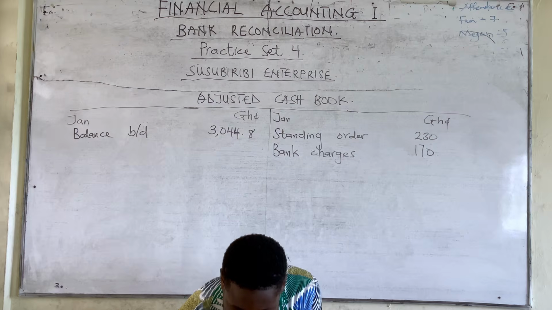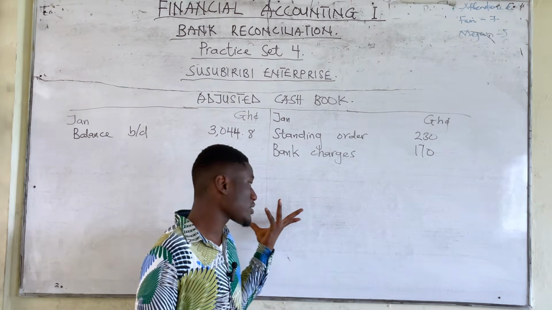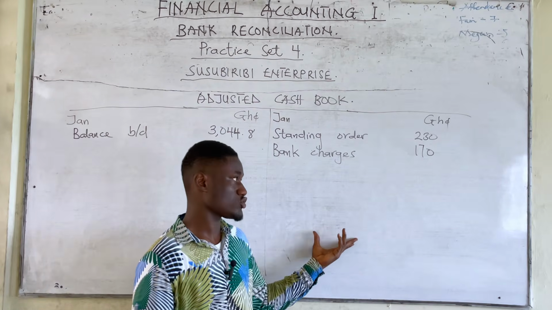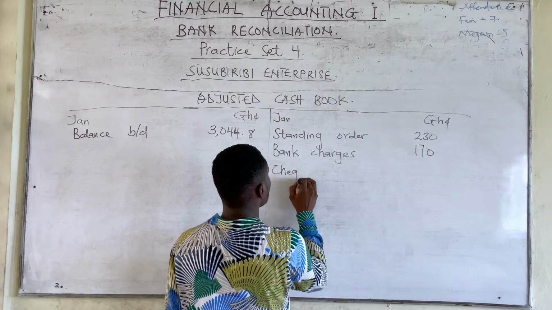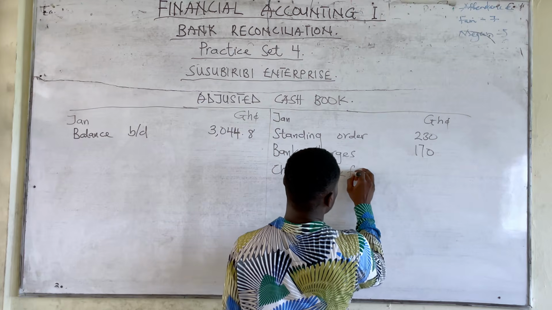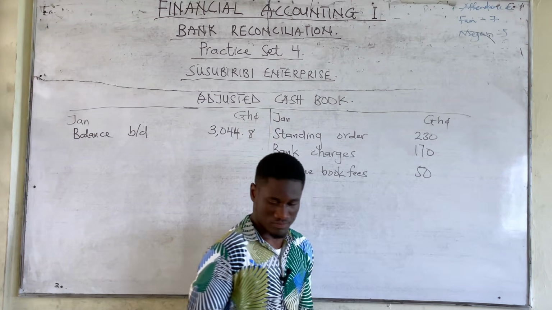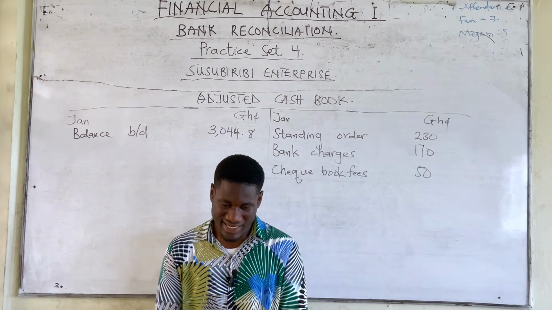There was no checkbook fee here on the credit side of the cash book. That means that it was a mistake made by the what? Cashier in the business. Okay, so we are going to record or correct that amount here, 50 cedis. Good. So now with the debit side we are done.